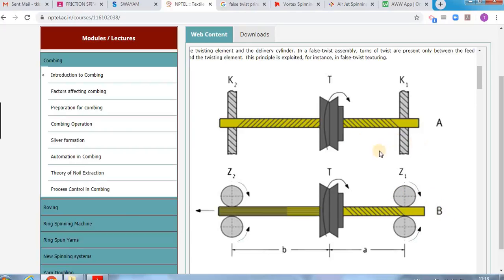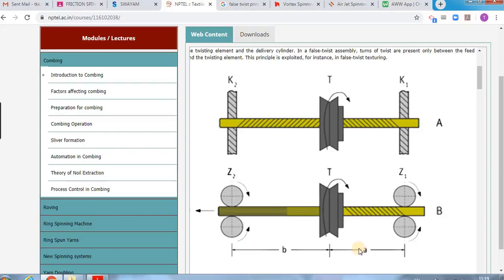In the second diagram, B, there is only one change: clamps K1 and K2 have been replaced with the rollers Z1 and Z2. This is a feed roller and this is a delivery roller. In the first case I am clamping the yarn ends, but in the second case the yarn is moving. It is not stationary. When I twist this moving yarn in between, what happens is entirely different. When the yarn is coming from feed roller Z1 and I give a twist, say here, what kind of twist? S twist.